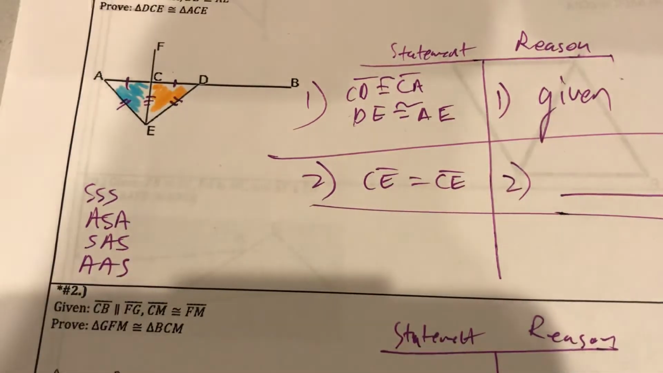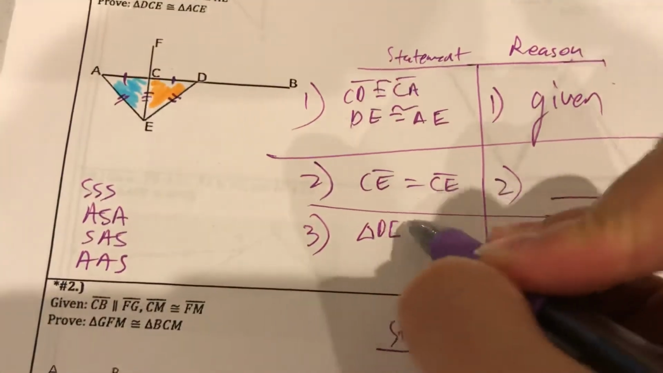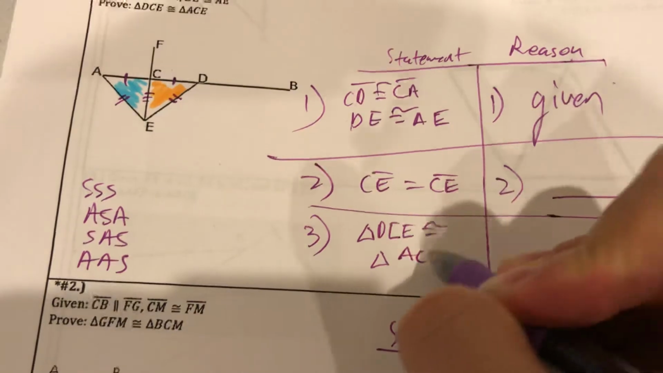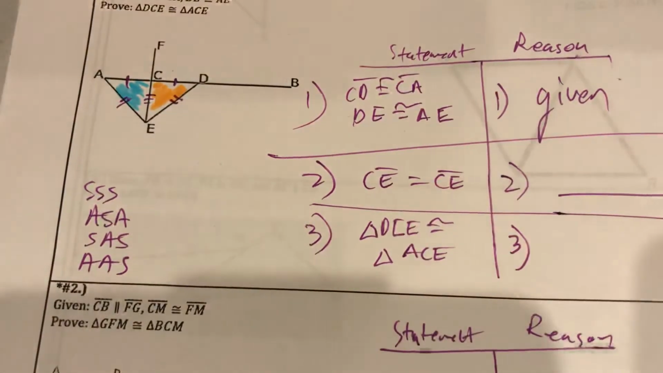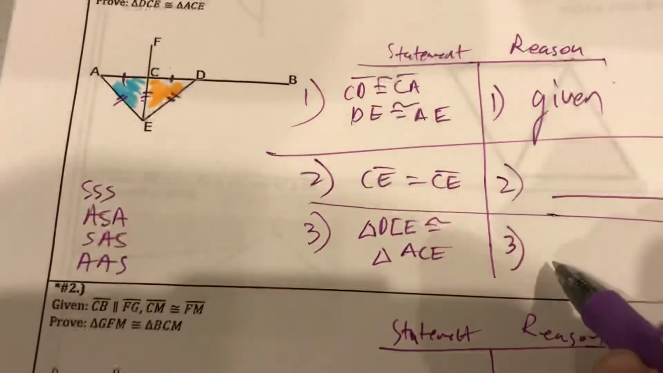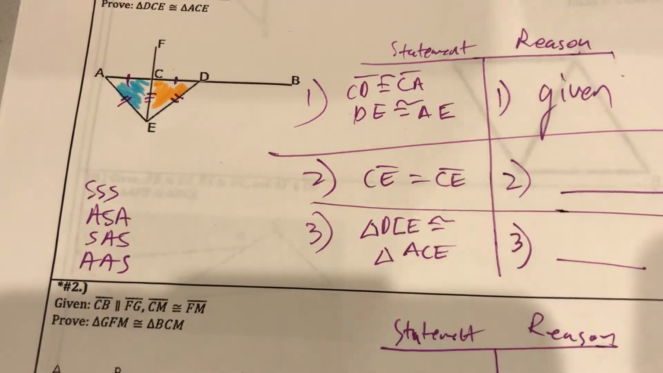Okay, now next piece. Now that you have all three pieces proven, we can say that for sure triangle DCE is congruent to triangle ACE. And how do you know that? Well, it's because of one of these four postulates, right? And that's all you put down. You put down the three letters, and then bam, that's what you get, okay? So that's that.